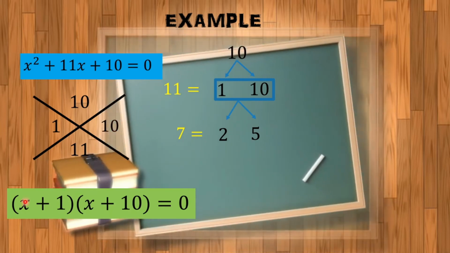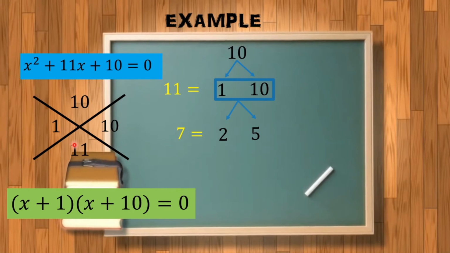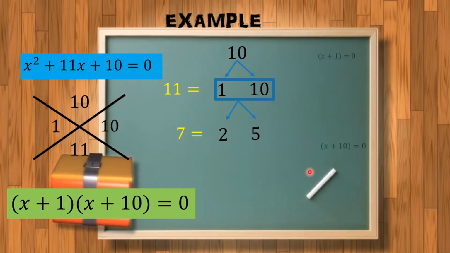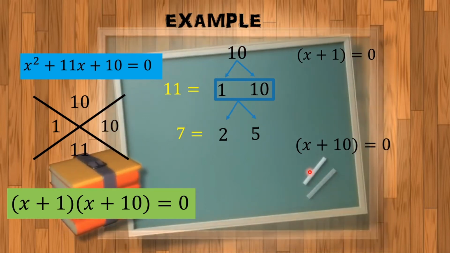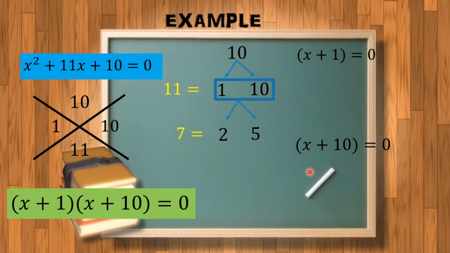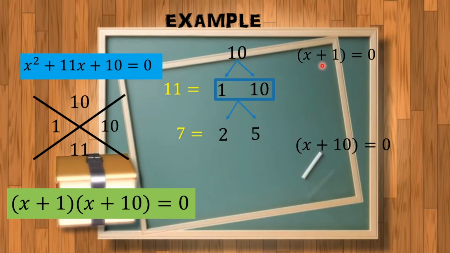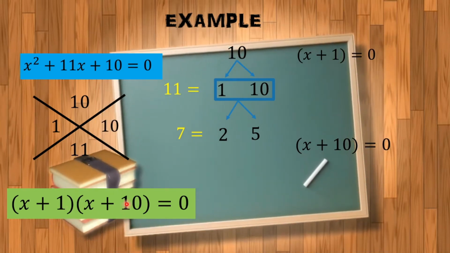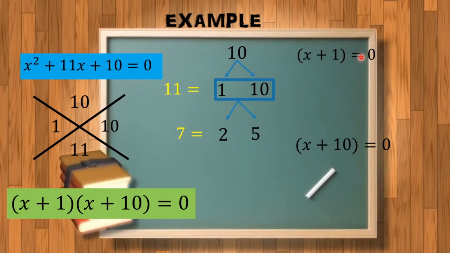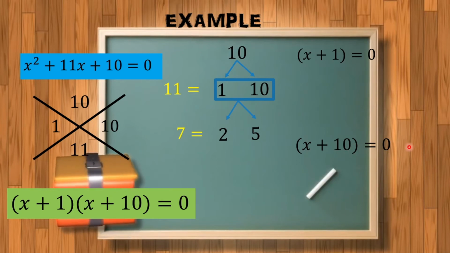Now we have x plus 1 times x plus 10 is equal to 0 as our solution to our example. Then let us check if we are correct in the factored form of our given example. So let us use the zero product property, so we get the two factors of our solution. We have first x plus 1, which is equal to 0, and x plus 10, which is equal to 0 also.